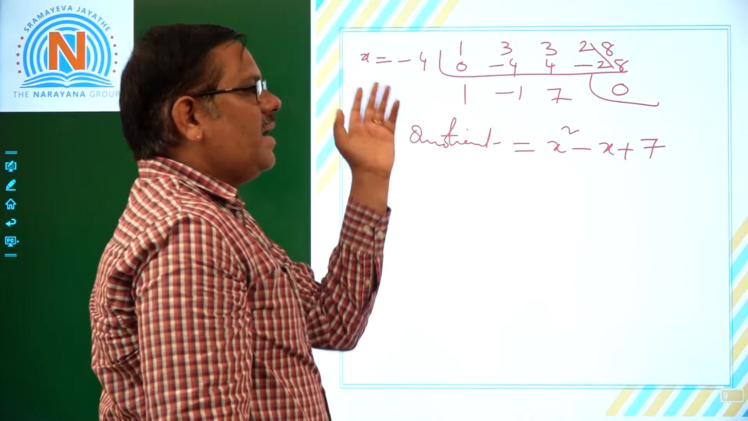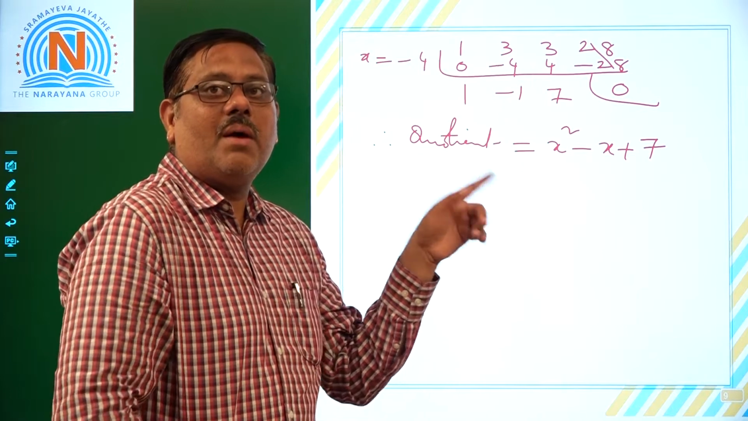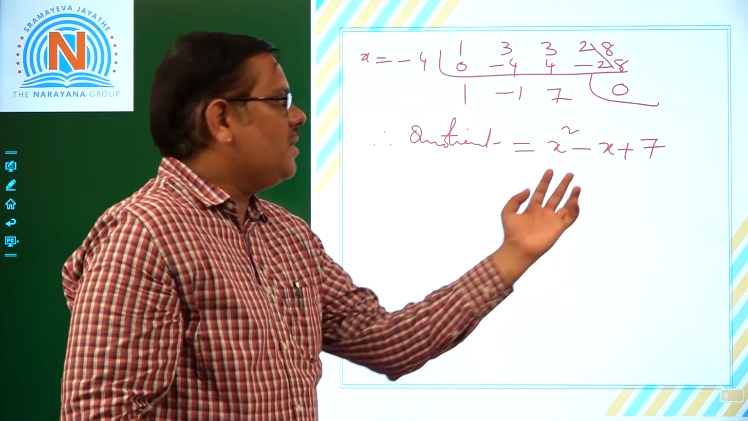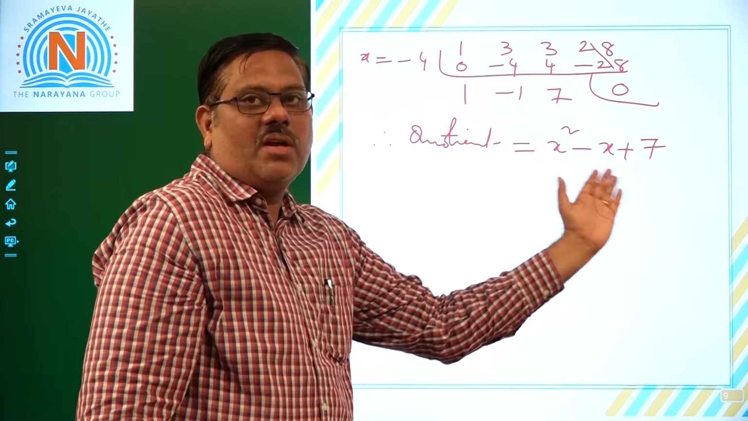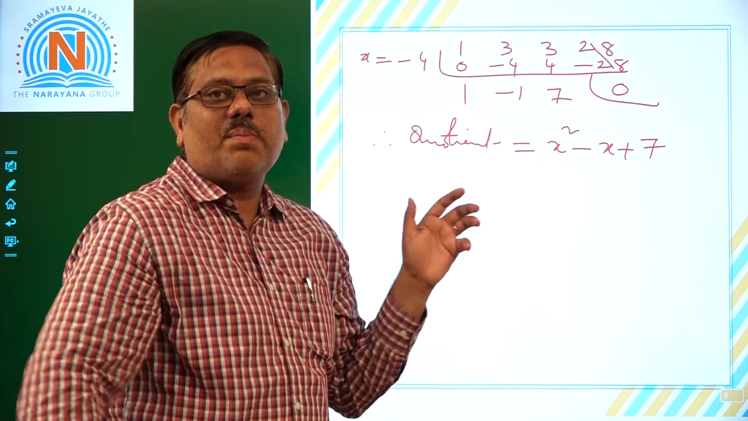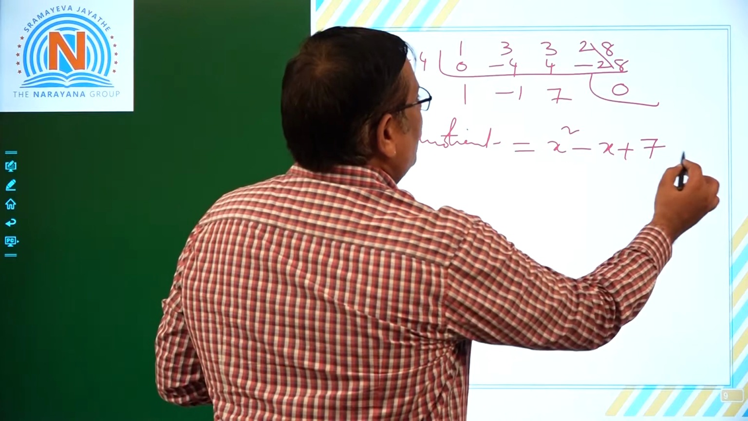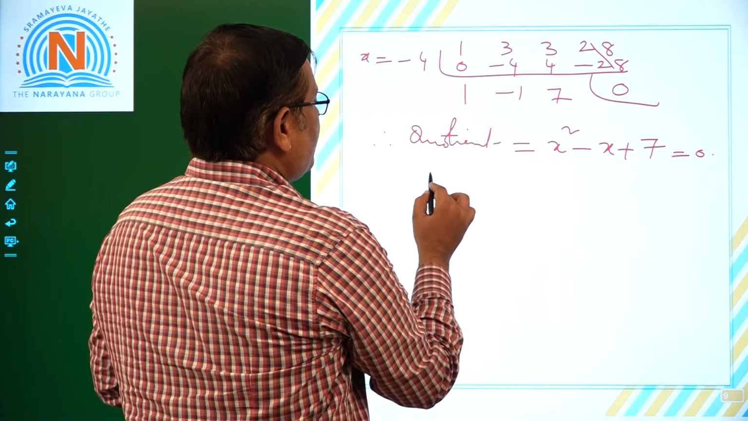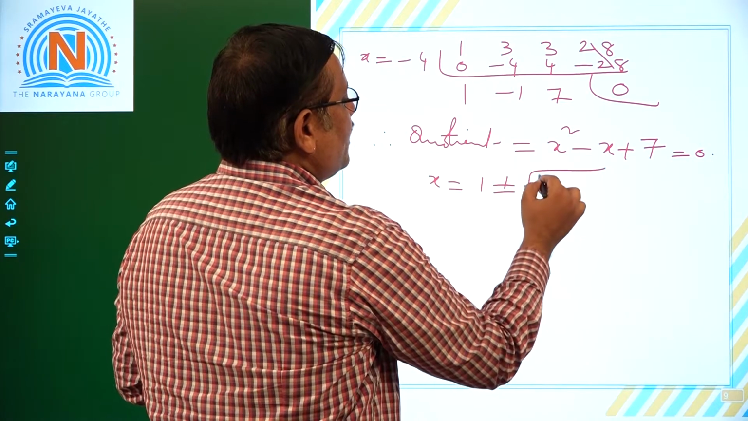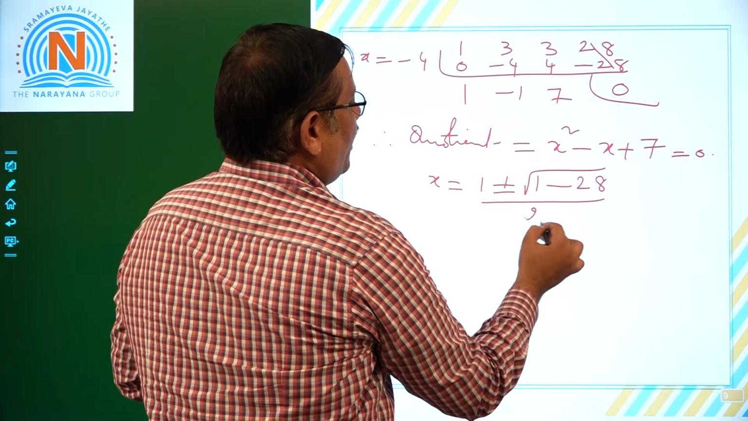So he is saying that the equation has alpha as real root, beta, gamma as complex roots. Means whatever the rest of the two roots we have, if at all you take x square minus x plus 7 is equal to 0, that is going to represent two complex roots. Let us see what they are. So x here is minus b plus or minus under root b square minus 4ac by 2a.